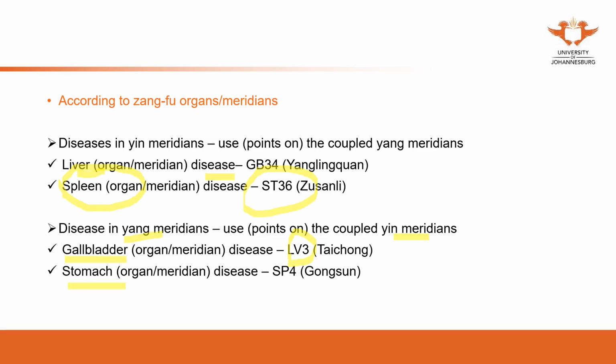Stomach, we can use spleen. The reason is because these are coupled meridians and coupled organs. They may affect each other. They also may benefit each other. So this is something you can think about in your treatments.